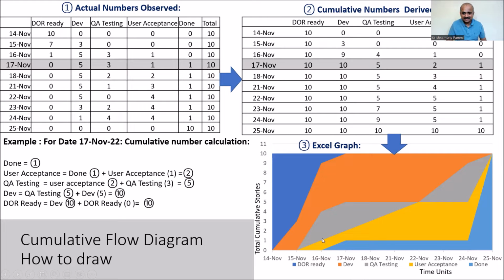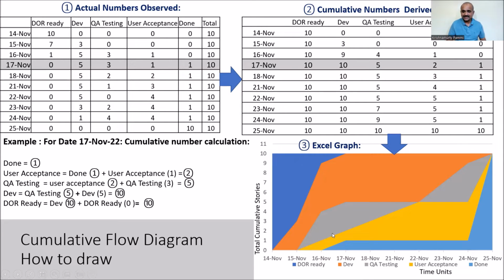And then 3 in QA status. There's a 3 in QA status. And then 5 in development. See 5 in development. And then 1 in DOR state. 1 in DOR state, thick blue. So this is how this particular graph is built.